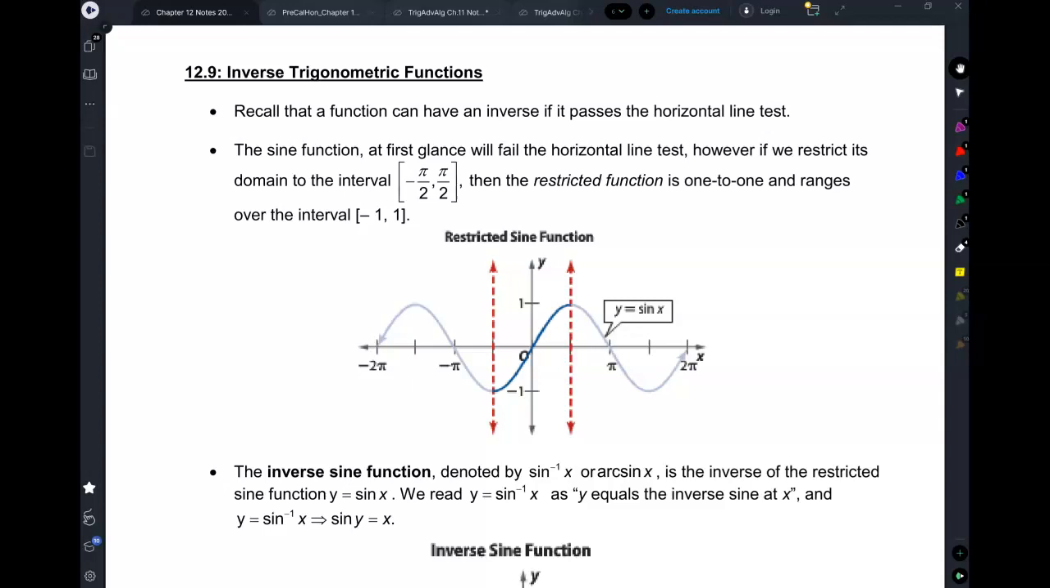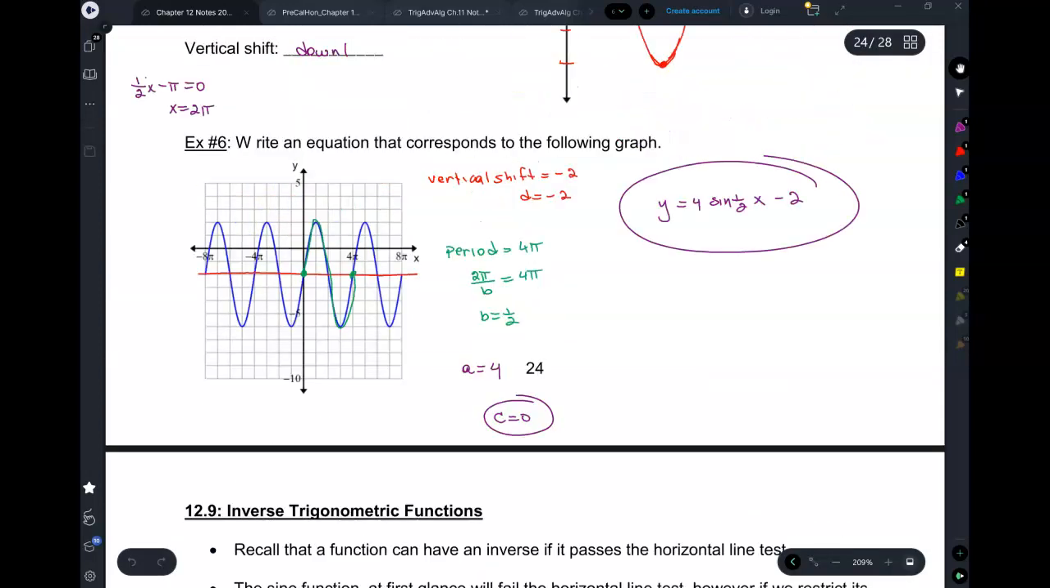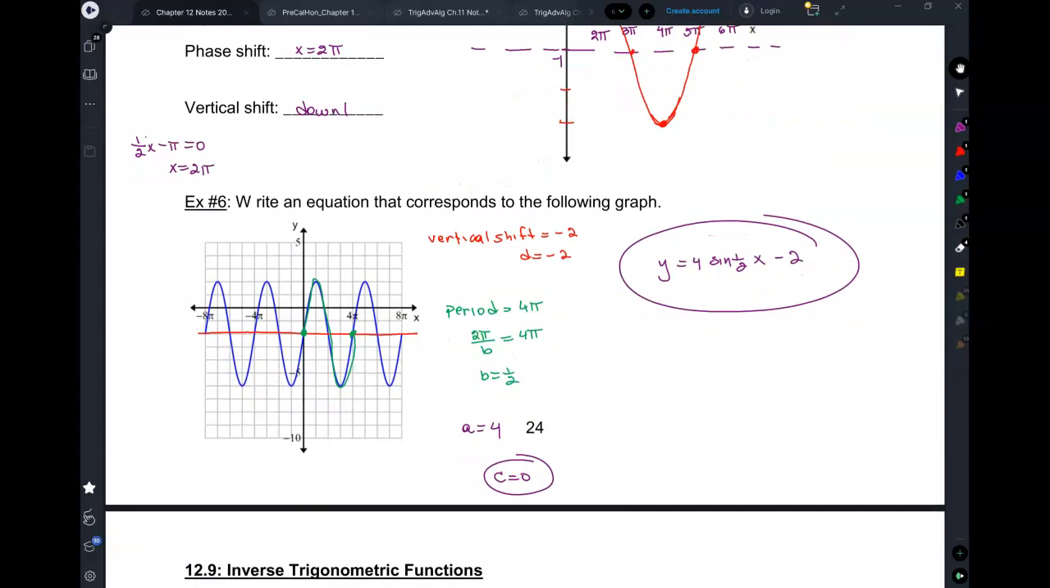these oscillate forever and ever and ever, so for sure they will not pass the horizontal line test, right? Like if we look at this one right over here, this does not pass the horizontal line test. So what does that mean? No sinusoidal function can ever have an inverse. Well, that doesn't work either. So we have a way around it.